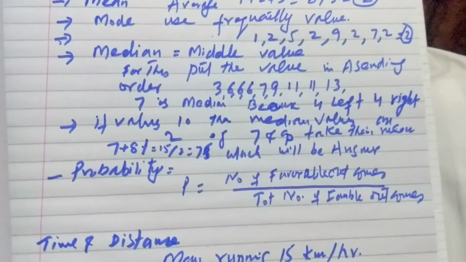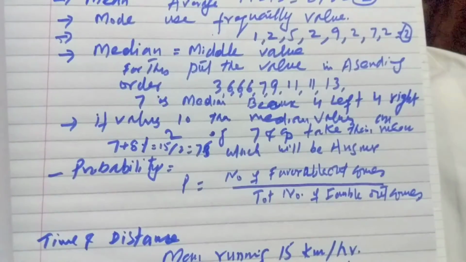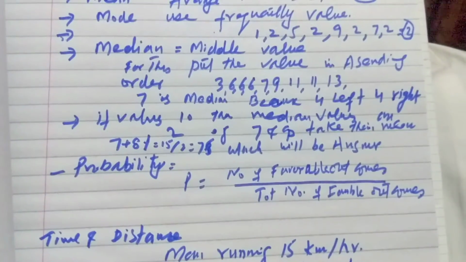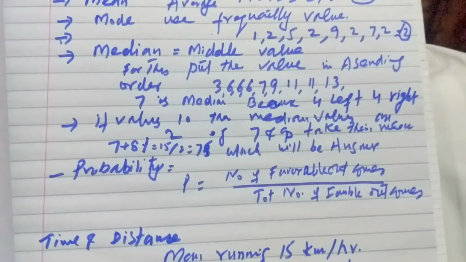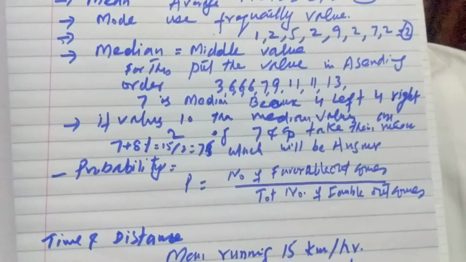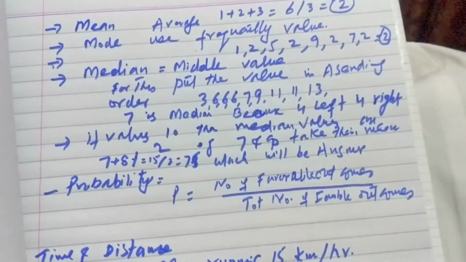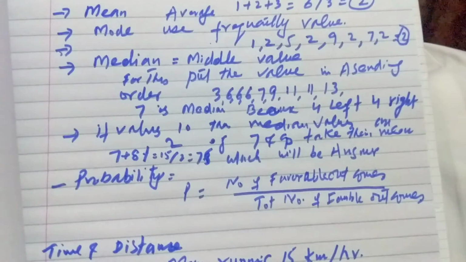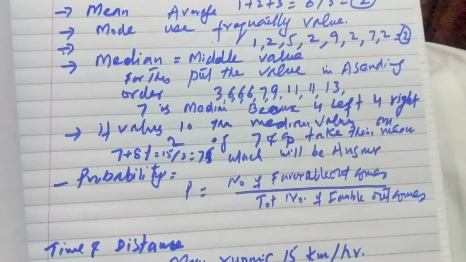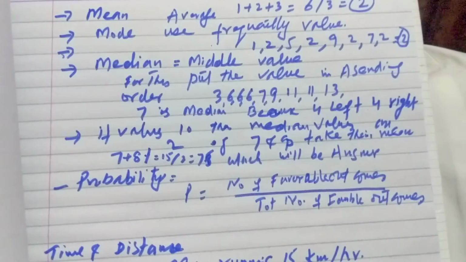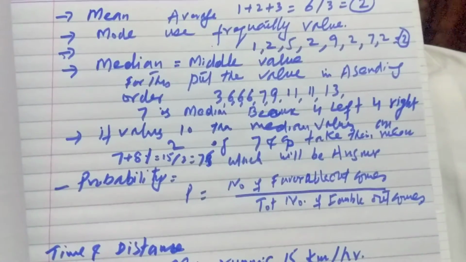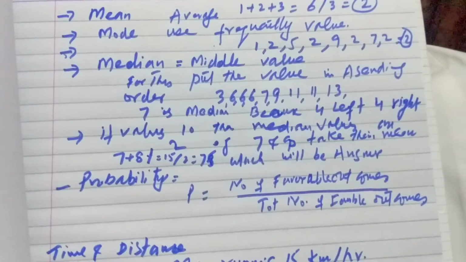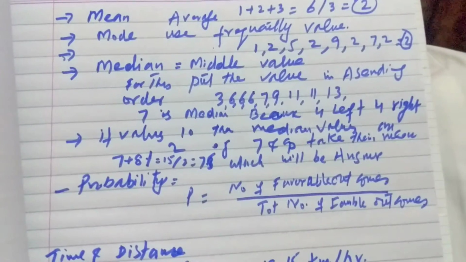When the question is of this type, what is the median? Median means middle value. So when the values are, suppose, 9, 4 from right and 4 from left, the middle value is called median. But if the values are 10, then the median will be obtained by taking the two innermost values, adding them, and then dividing by two to get the average value. That will be the median when the total number of values is 10.